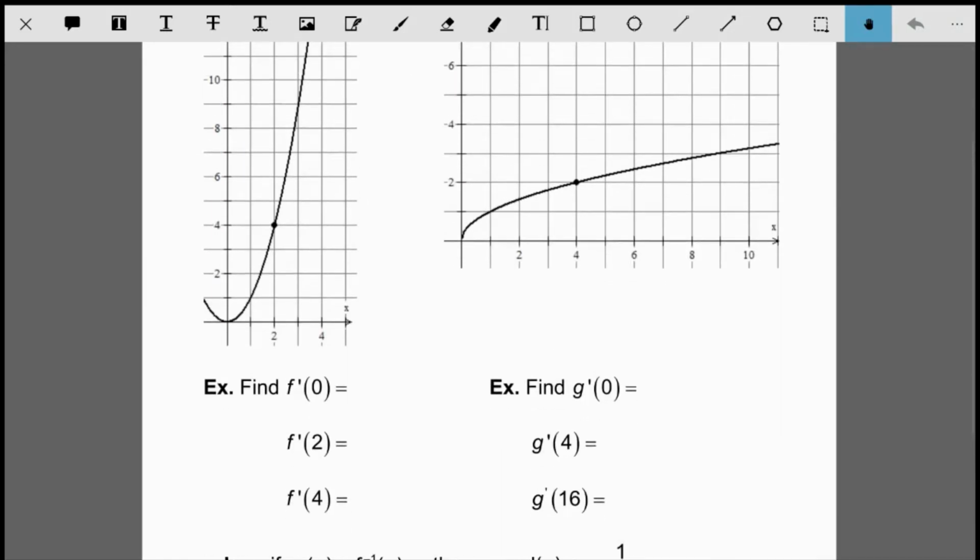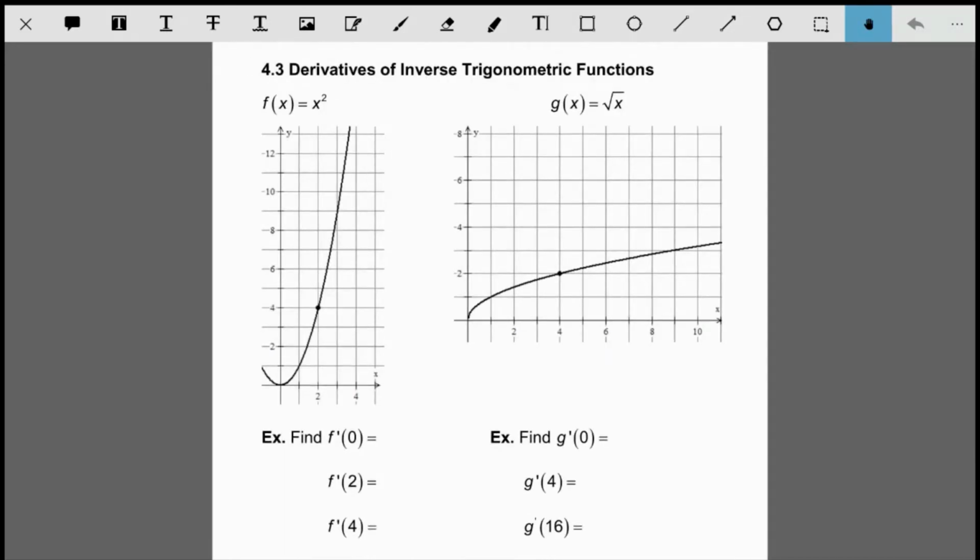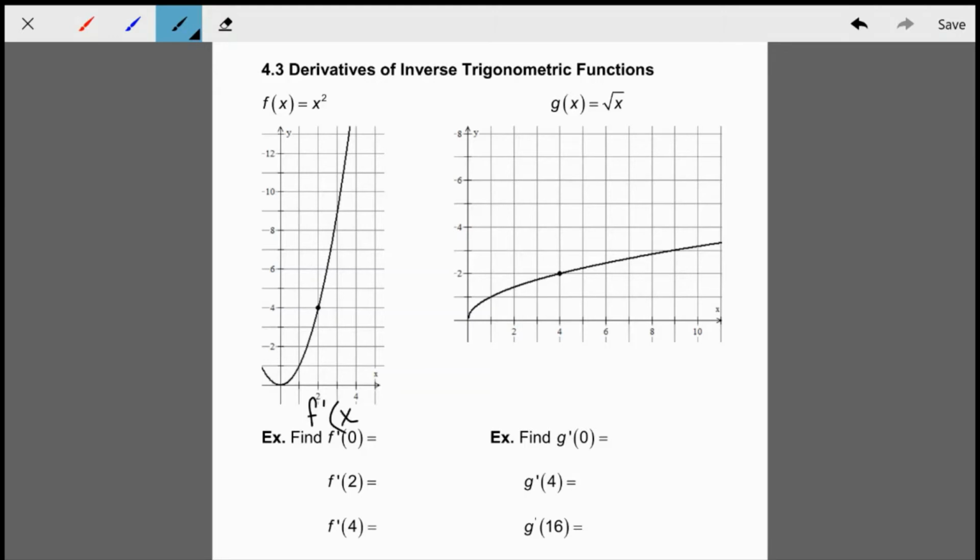Okay, so what we're going to do here is look at some patterns and figure out what the derivative rule is for a function and its inverse. So we're talking about f prime and g prime. So first of all, I'm just going to write this here. F prime of x obviously is just going to be 2x. So that's pretty simple. And then for g prime, that would be 1 over 2 root x.